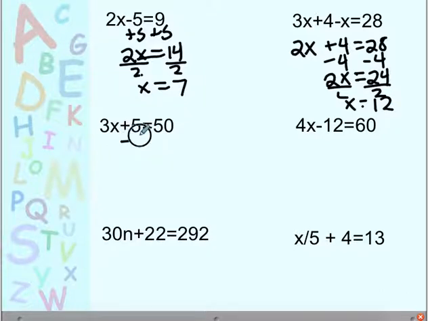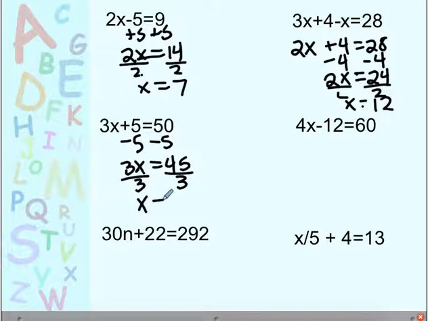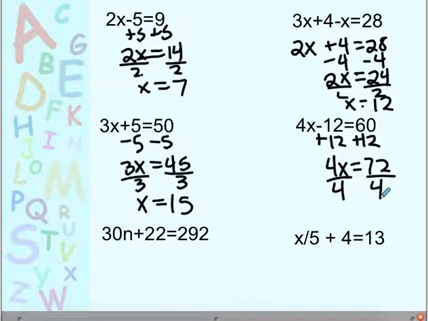3x plus 5, we subtract 5. So 3x is equal to 45. Divide by 3. And x is equal to 15. 4x minus 12, add 12 to each side. 4x is equal to 72. Divide by 4. And x is equal to, let's see, 72 divided by 4 is 18.